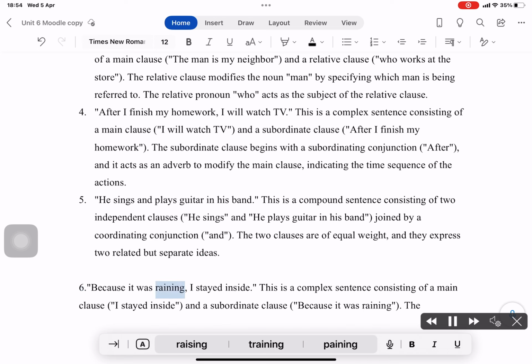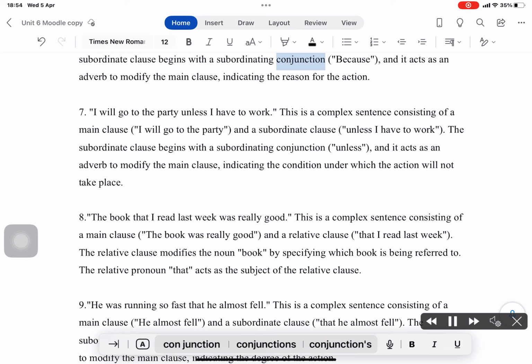Because it was raining, I stayed inside. This is a complex sentence consisting of a main clause, I stayed inside, and a subordinate clause, because it was raining. The subordinate clause begins with a subordinating conjunction, because, and it acts as an adverb to modify the main clause, indicating the reason for the action.